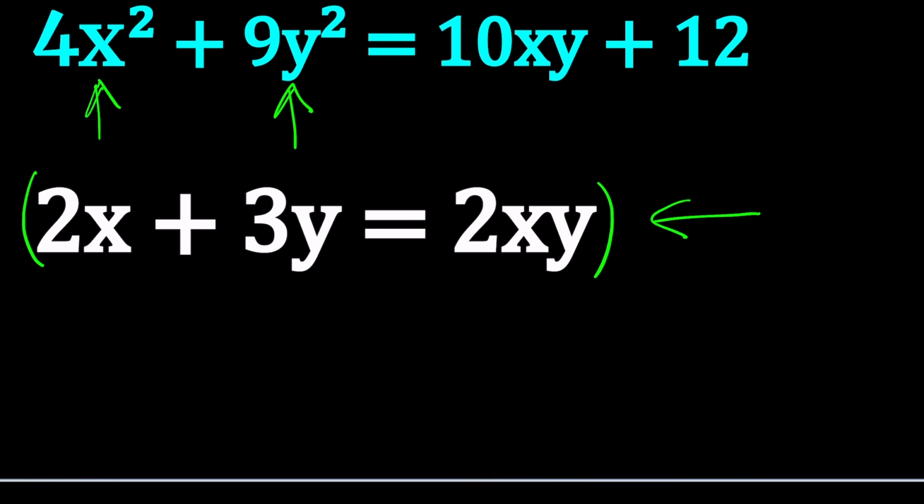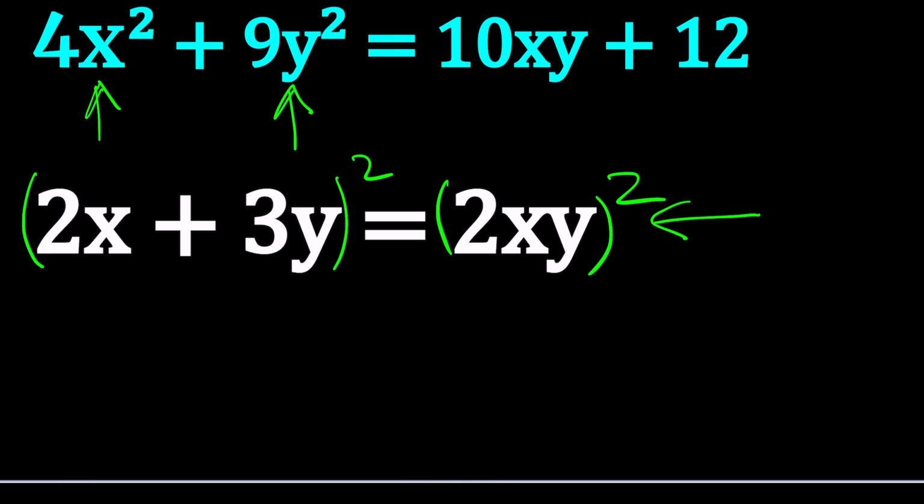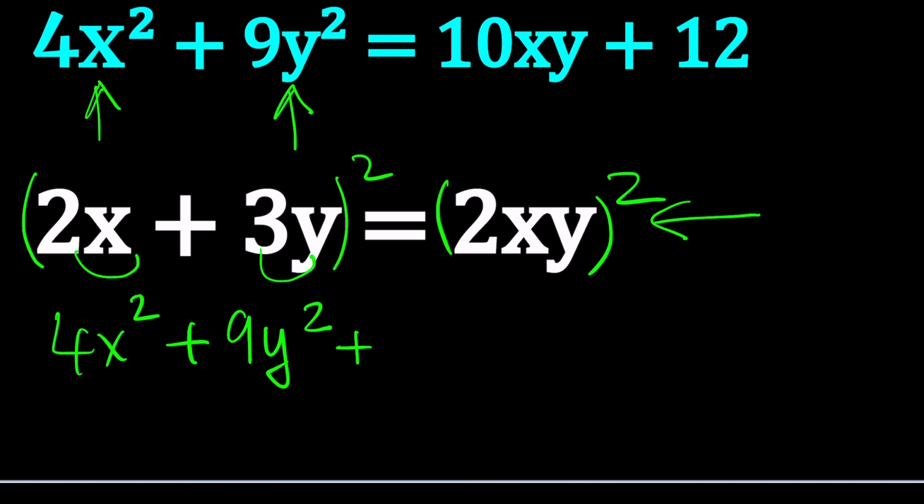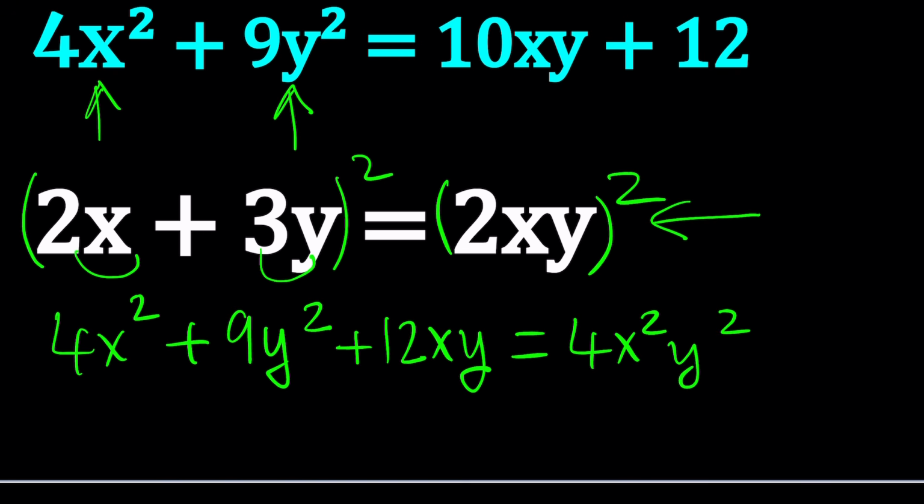Sometimes they write it that way, but let's write it this way. Okay, we'll square both sides, and that'll give us 4x squared plus 9y squared, kind of like a squared plus b squared plus 2ab. And 2ab is going to give us 2x times 3y is 6xy. Double that, you get 12xy. And that is equal to 4x squared y squared.